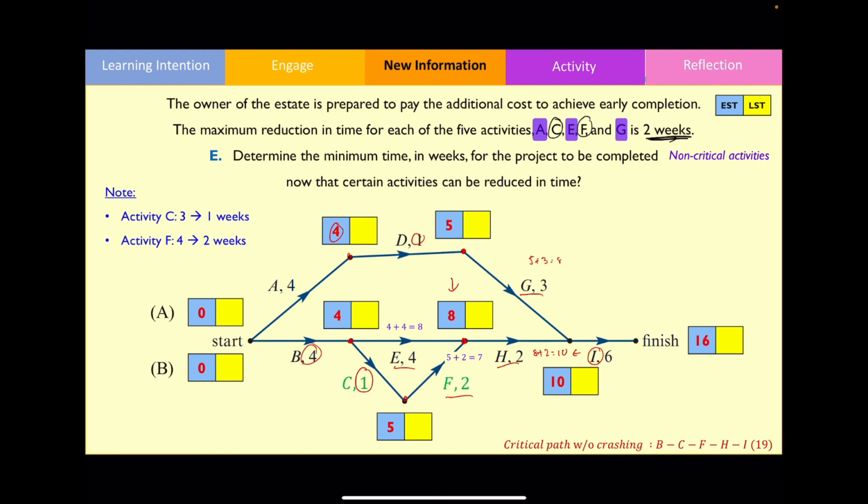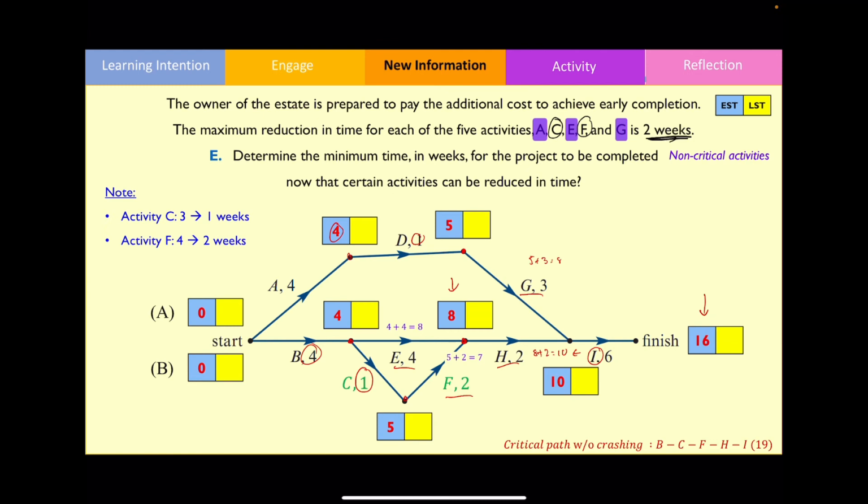As you can see in this example, by cutting down and reducing the time for the two critical activities, activities C and F, we've managed to now complete the project within 16 weeks as opposed to 19 weeks. Now, it might seem that this is going to be our final answer, but before that, please watch what I'm about to do. I'm going to now complete the backward scan, and there's a few other things that I want to talk about as well.